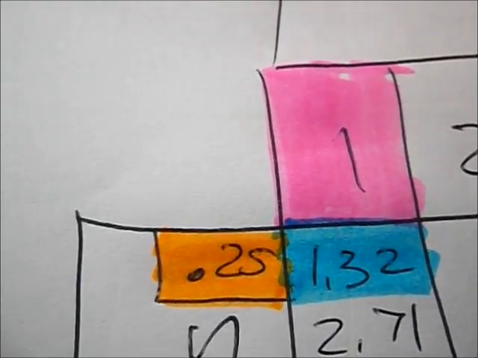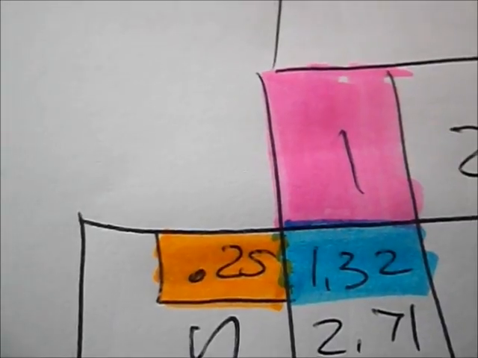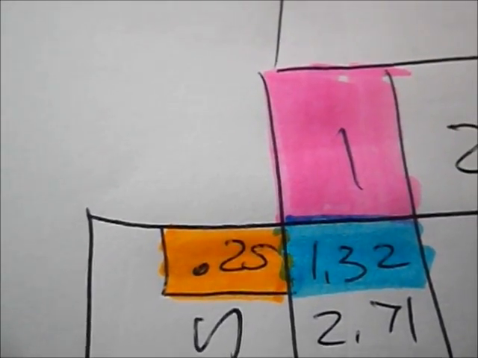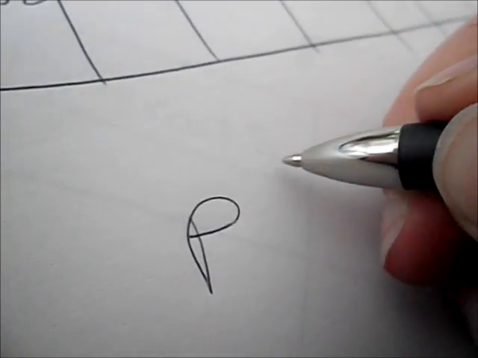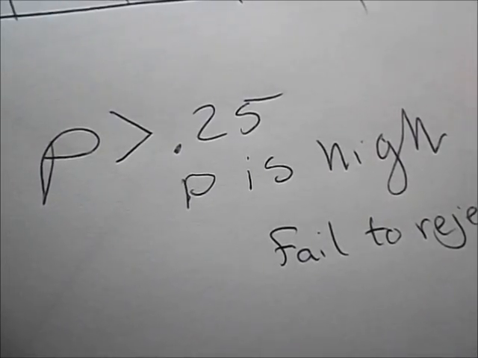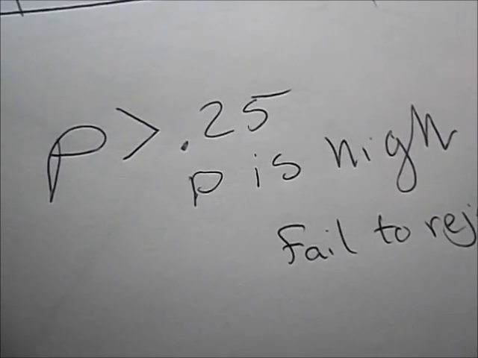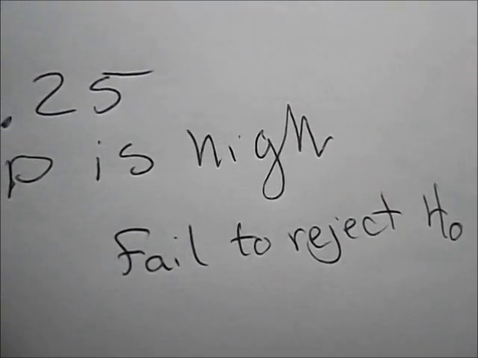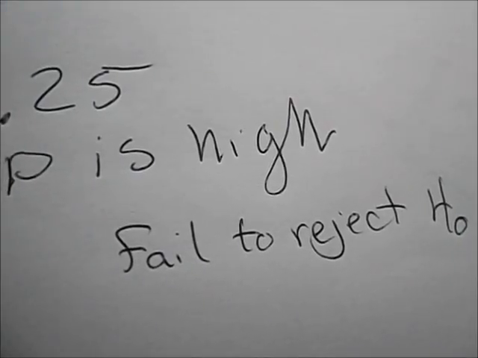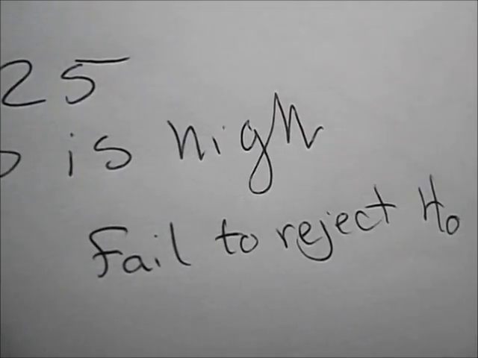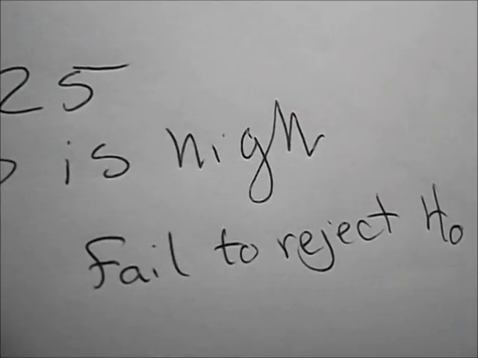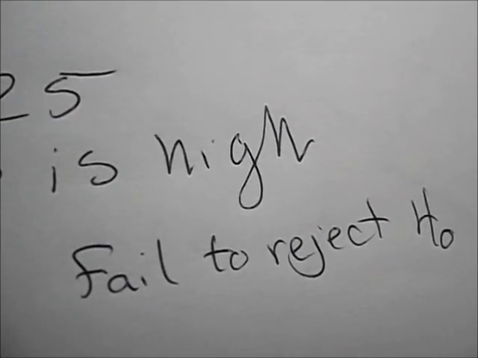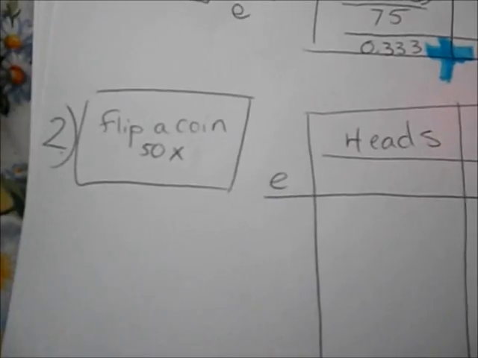So that means we know that our p-value has got to be greater than 0.25. P is greater than 0.25. That means P is high. If P is high, that means that there's a high likelihood what we see is due to random chance. So that means that we are going to fail to reject the null hypothesis. It might be that this is something genuine, but we do not have the evidence needed in order to reject the null hypothesis. Let's try another example.